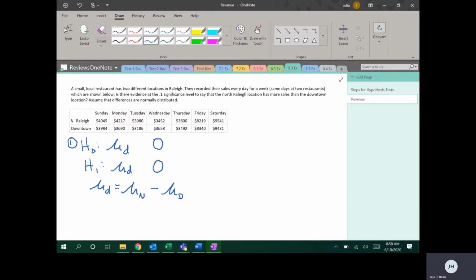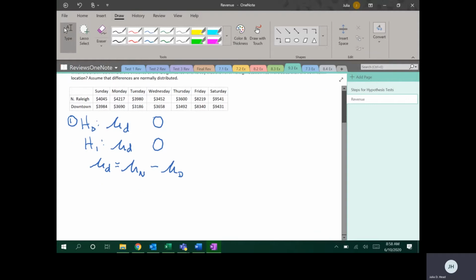If you had chosen mu sub d minus mu sub n, that would be perfectly fine as well. And again, sometimes that will be provided to you, and you'll have to work with it the way they give it to you, and sometimes you'll get to choose. So if I do it north minus downtown, notice we're supposed to be testing that the North Raleigh location has more sales than downtown. Now, if it helps, and it does for me, I like to write this out. So the North Raleigh has more sales, which would mean that the downtown location has less sales.